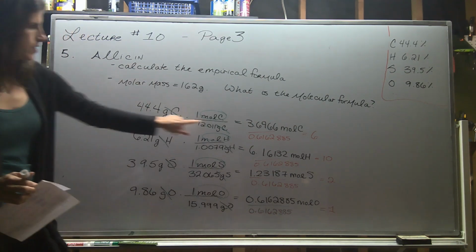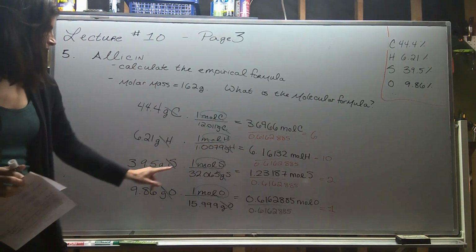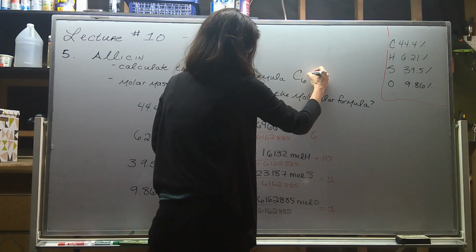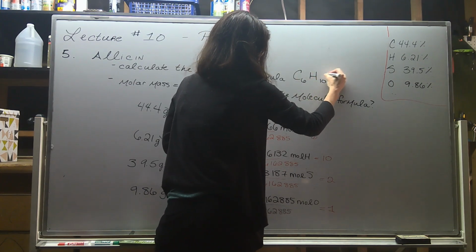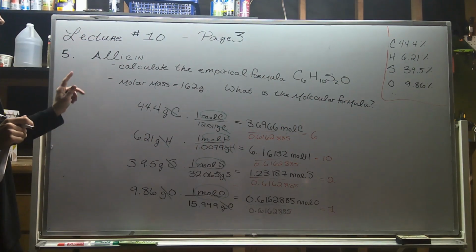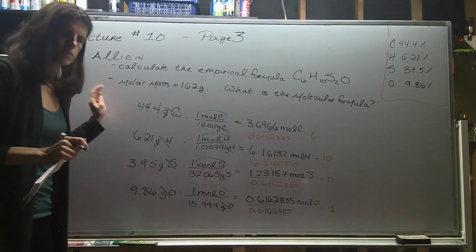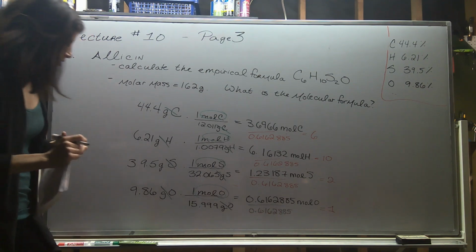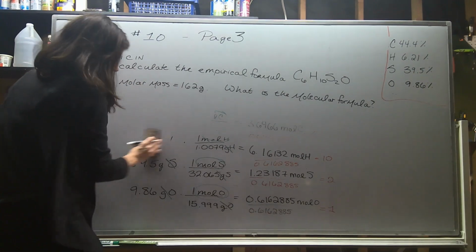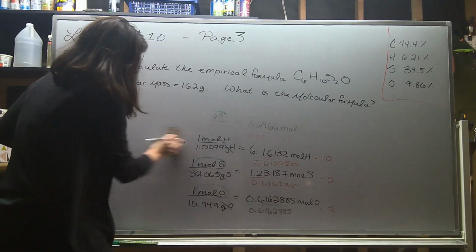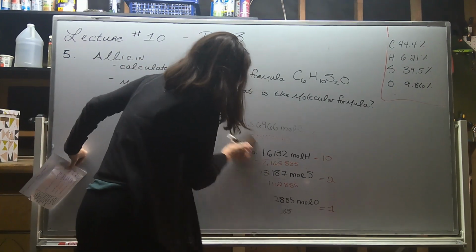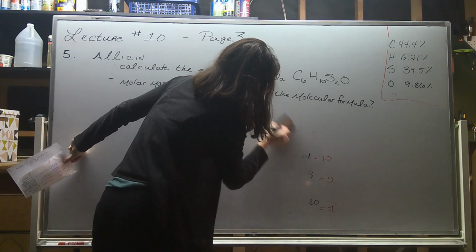So it's going to be C6H10S2O1. Now we want to work towards obtaining the molecular formula. The first step to do that is to calculate what I like to call an empirical mass. It's the same thing as any other kind of mass, but it's for the empirical formula only.